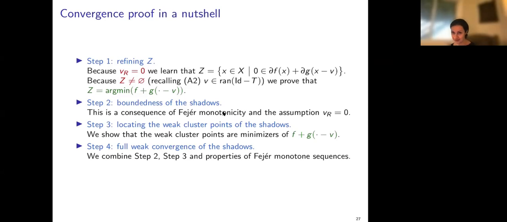And now we have a bounded sequence. We start looking at its weak cluster points. So we will show that the weak cluster points are actually minimizers of this sum. And now the full weak convergence will follow from combining these 2 steps. And again, I will go through a high-level proof for some of the pieces.